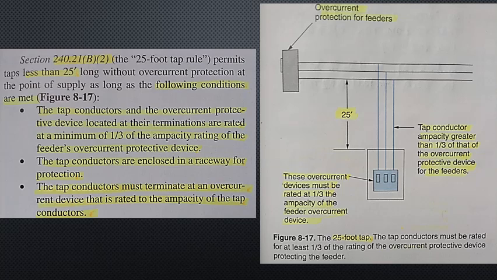Section 240.21(B)(2), the 25-foot tap rule, permits taps less than 25 feet long without overcurrent protection at the point of supply as long as the following conditions are met, shown on figure 8-17. First is that the tap conductors and the overcurrent protection device located at their terminations are rated at a minimum of 1/3 of the ampacity rating of the feeder's overcurrent protection device. Second condition is that the tap conductors are enclosed in a raceway for protection. Third condition is that the tap conductors must terminate at an overcurrent device that is rated to the ampacity of the tap conductors.